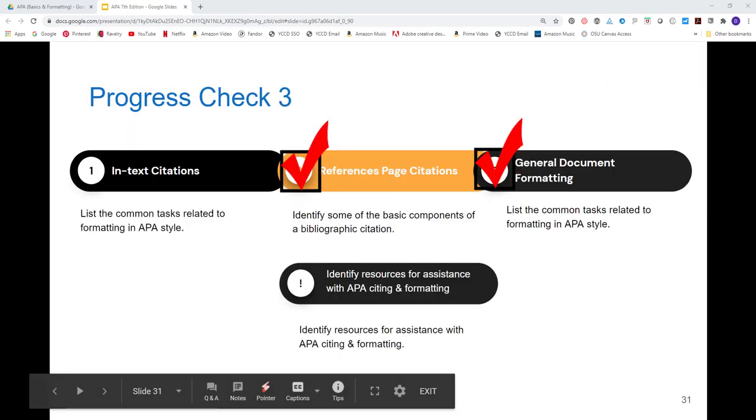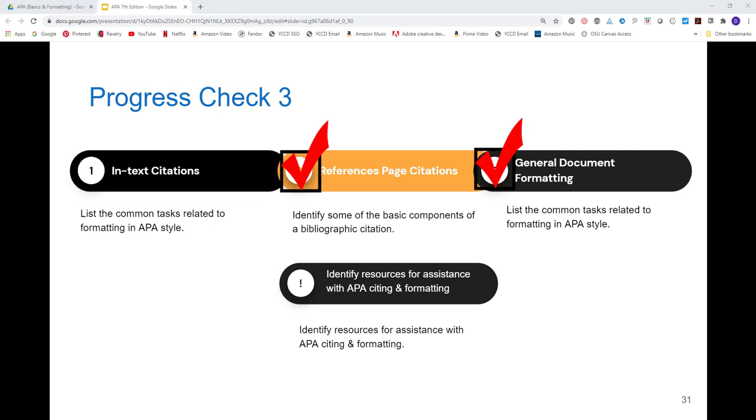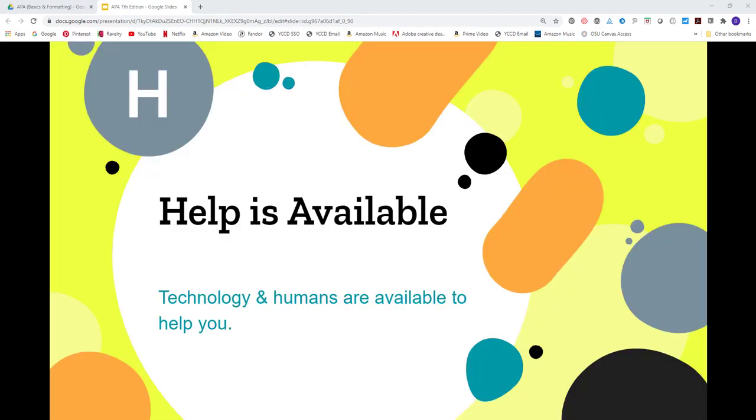Now that we have introduced you to document formatting, reference page citations, and in-text citations, we will end with resources that help you create an APA-style project. The following tips and resources include technology and human-based resources to help you with APA style.